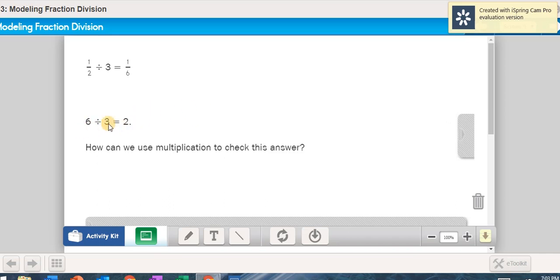This is our first problem, and they put that there so that you understand how to use multiplication to check your answer. If this was our division problem, we could work in the opposite direction. We usually work left to right and solve, so 6 divided by 3 equals 2. When we check with multiplication, we're going to work in the opposite direction and do 2 times 3.